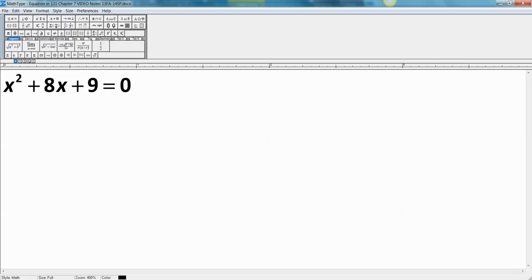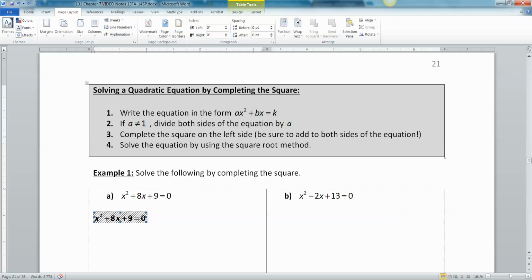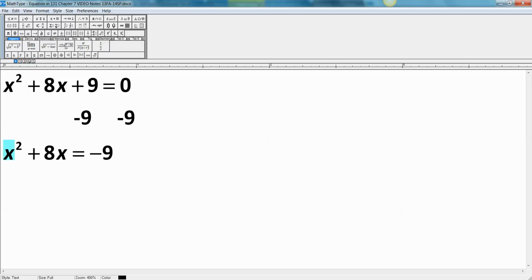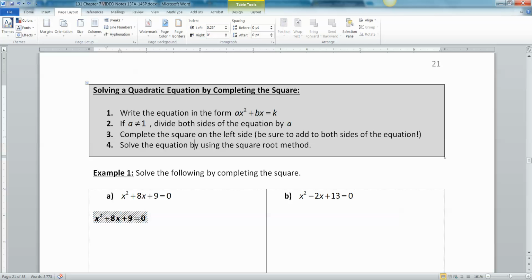Okay, so I typed this up. Let's get this in here. All right, step 1, we need to subtract the 9 so that it's ax squared plus bx, which in our case is 8x, equals negative 9. We're subtracting 9 from both sides. Minus 9, minus 9. Okay, so now step 1 is done. It said to write the equation in the form ax squared plus bx equals k. Done. Step 2, if a is not 1, but our a is 1. That's the leading coefficient, the coefficient for your x squared term. So I can skip step 2. Step 3, complete the square.